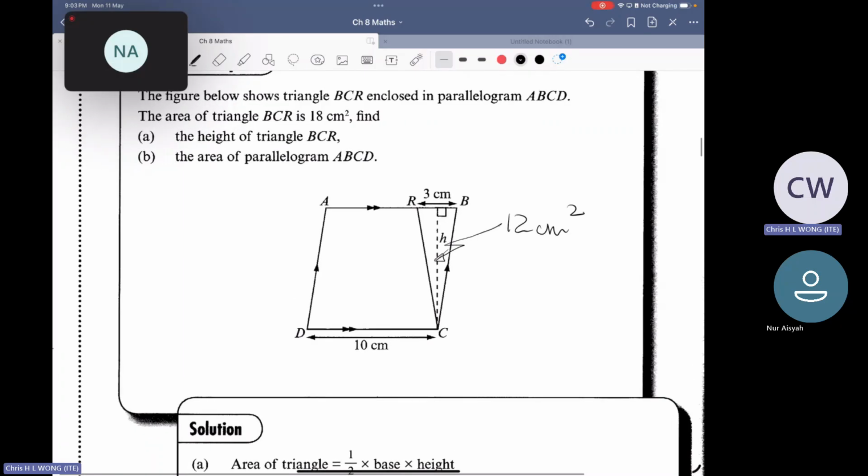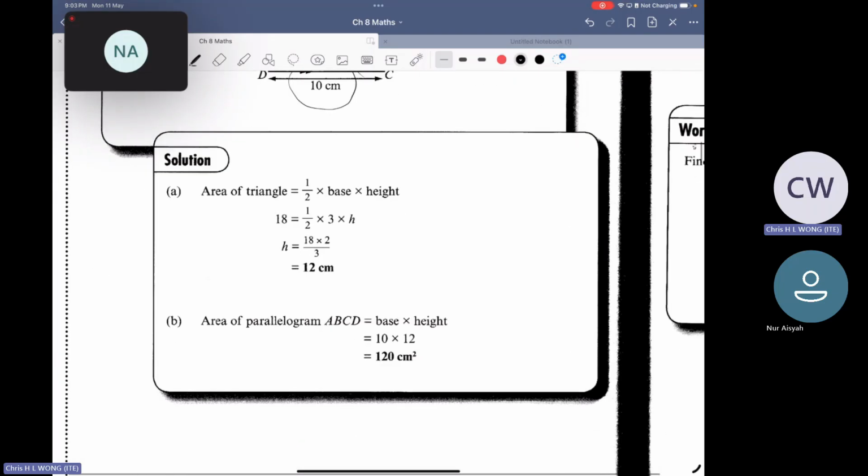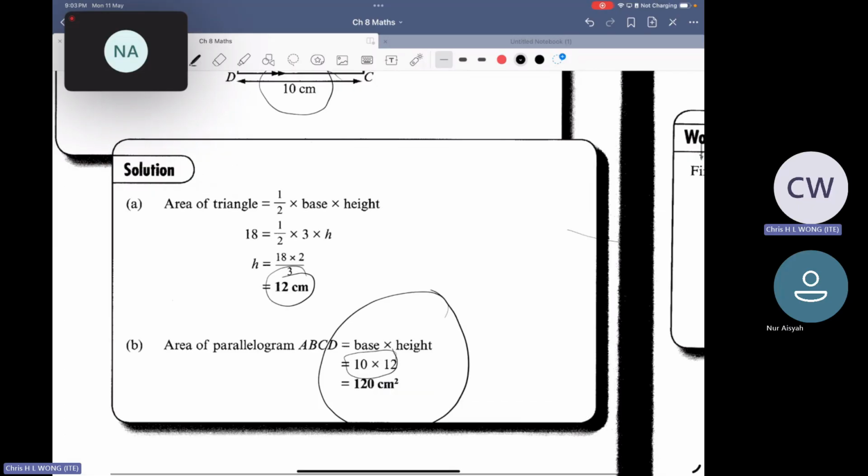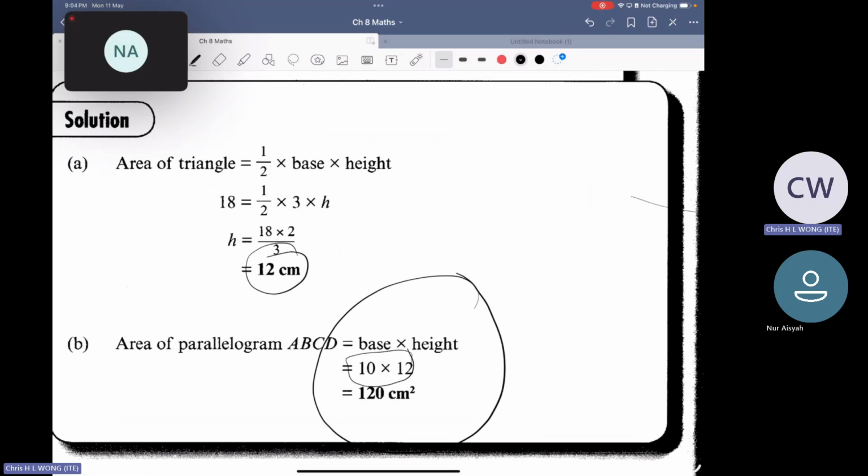Now I have the height of the parallelogram and I have the base of the parallelogram. Can I find the area? Base times height, right? So now base times height, 10 times 12. Yeah, 10 times 12. Can you see?